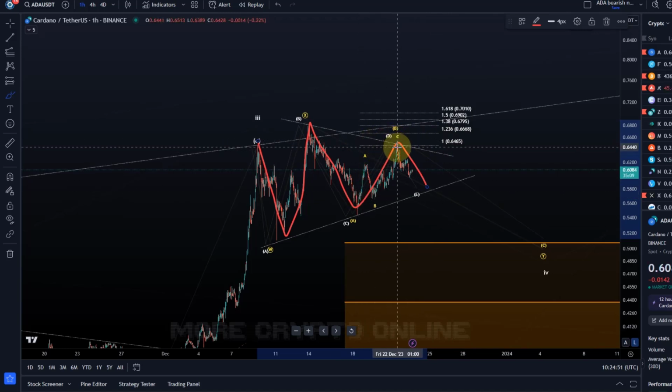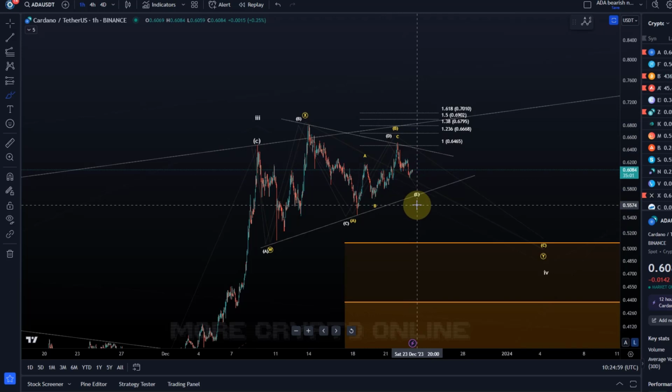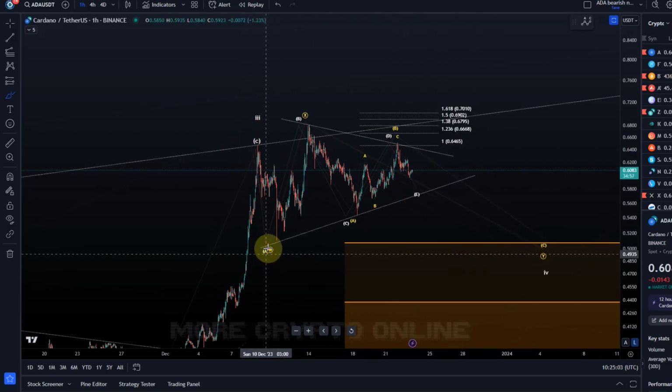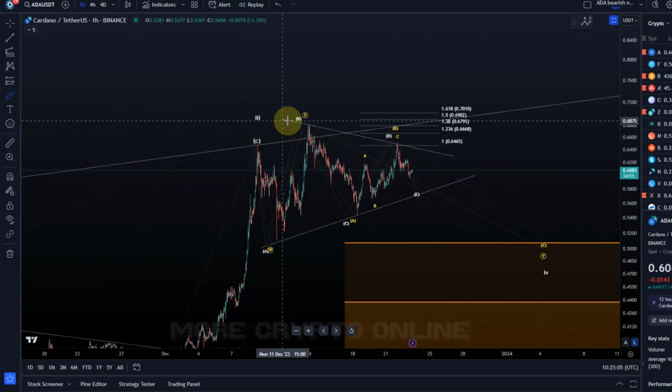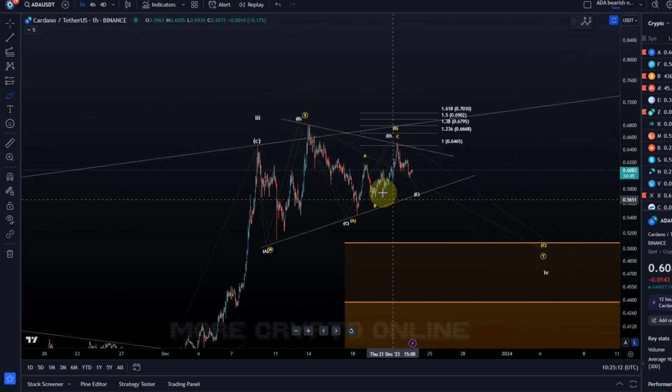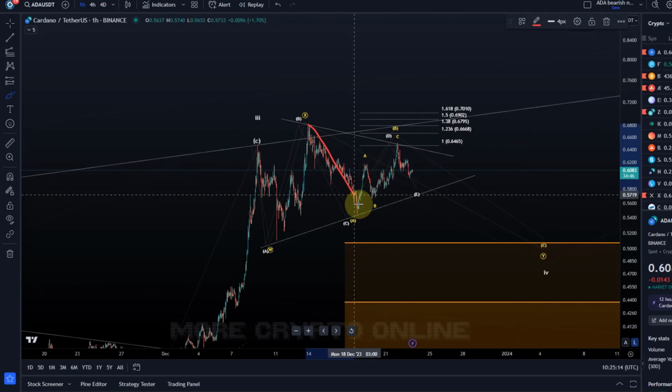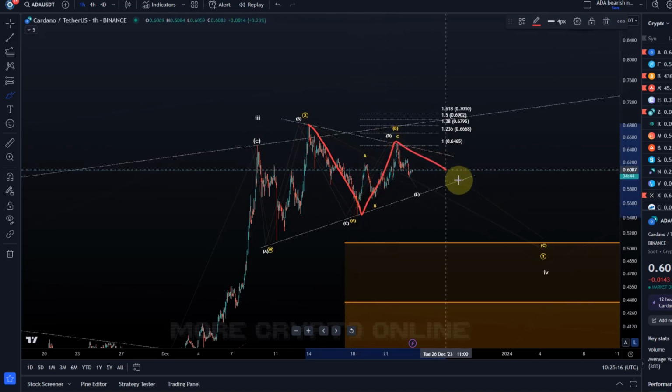We now see a reaction to the downside. This could be the E wave of the triangle. So that's one scenario. The triangle ideally would break to the upside. Or it's simply a WXY structure, and we started this Y wave after the high was made on the 13th of December. And the Y wave is an ABC structure. A wave down, B wave up, C wave down.